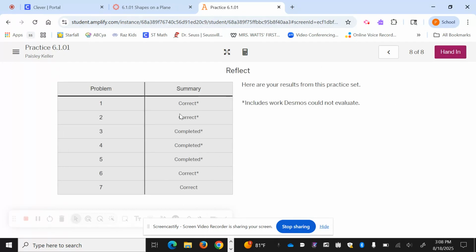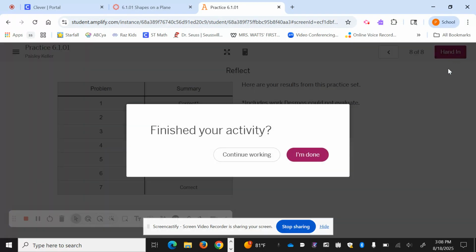It says number 1 is correct, number 2 is correct, 3, 4, and 5 have been completed. And then 6 is correct, 7 correct. If you get any of these wrong, please go back and fix them if you have time. But each night, I'm only expecting you to do this for 10 minutes. And if it's been 10 minutes, then just hit hand in. And if you hit hand in, you will get credit. Finished your activity, I'm done.